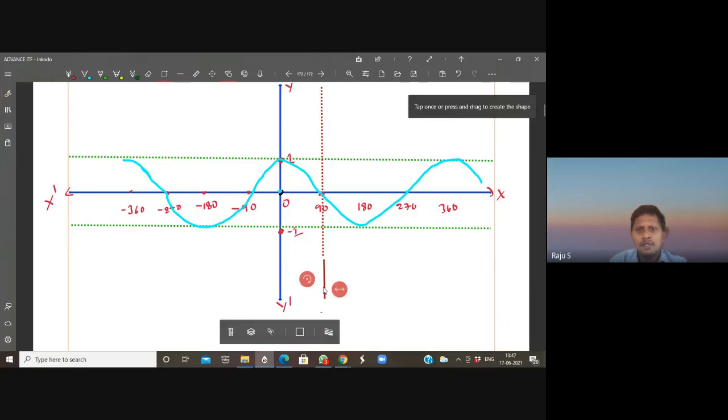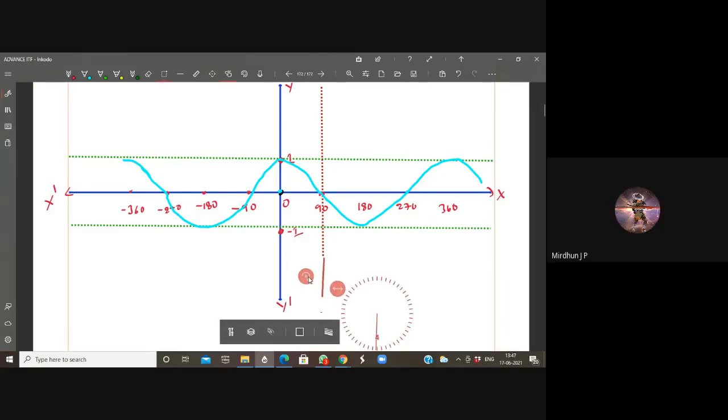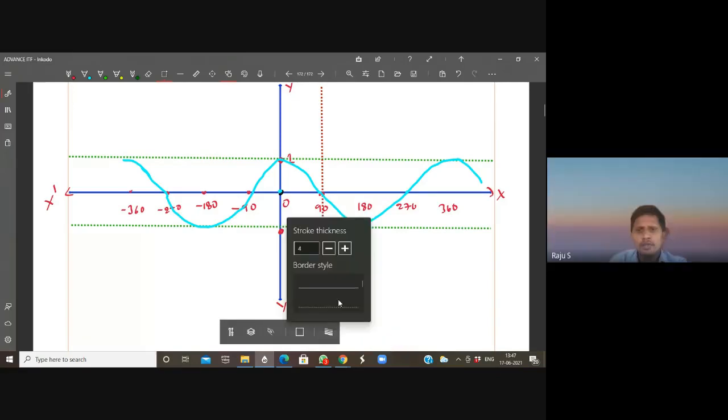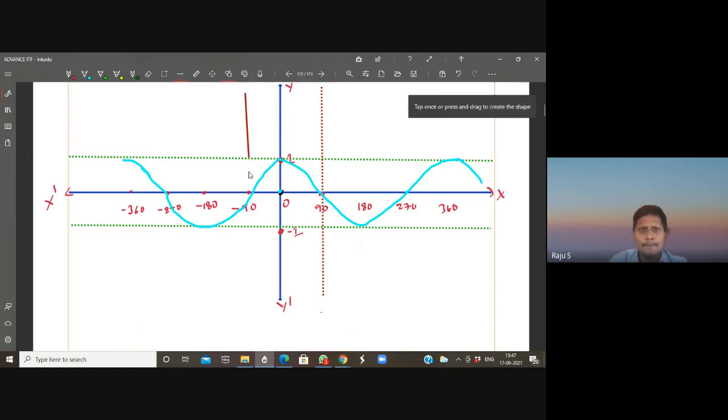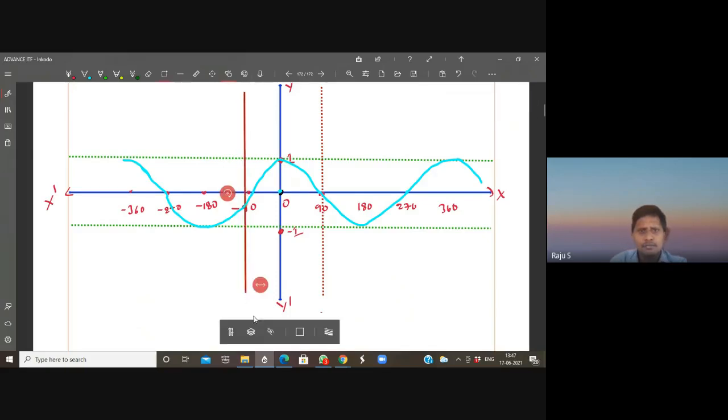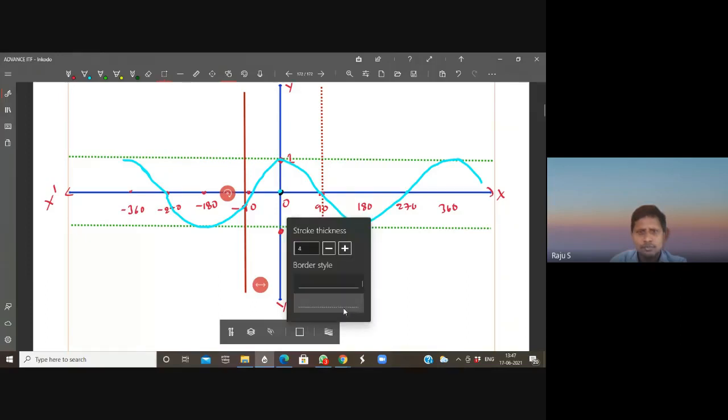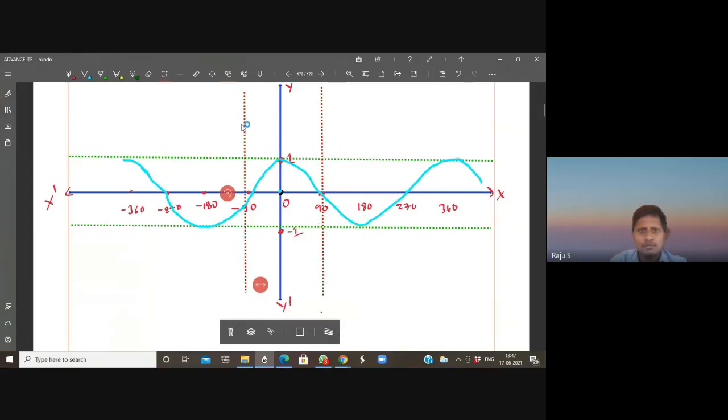And secant of -90 is minus infinity. Okay, that is also clearly right. In the same way, minus infinity. Fine. Dotted line.